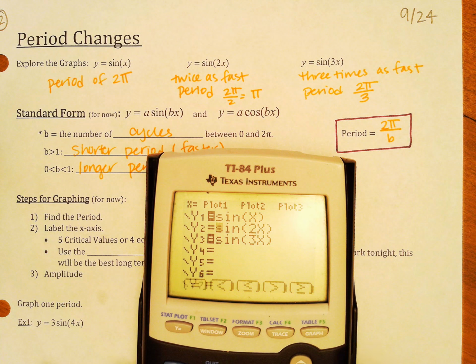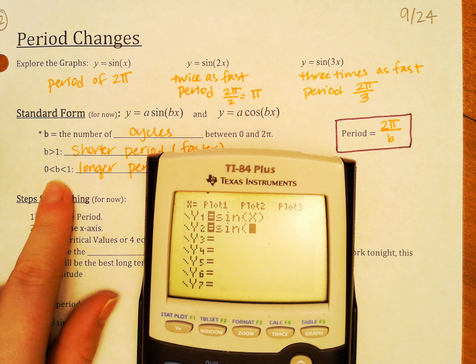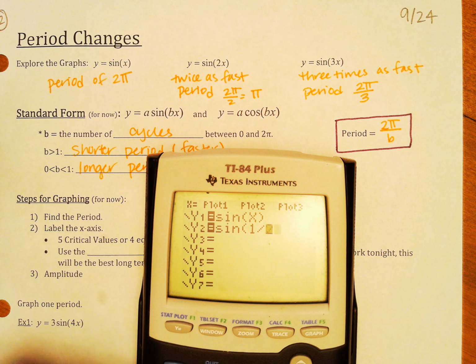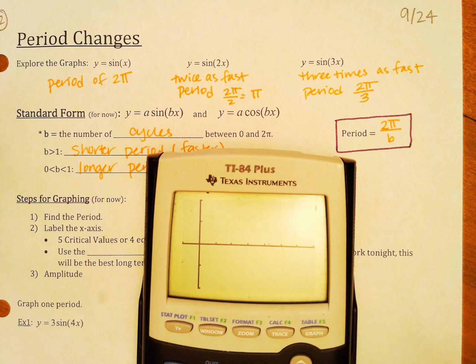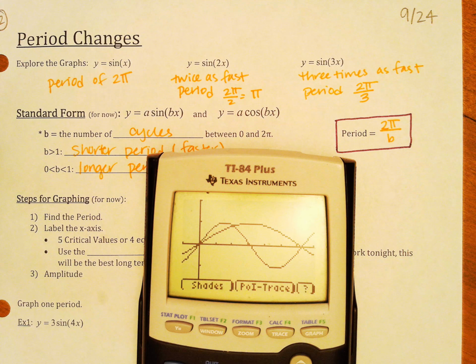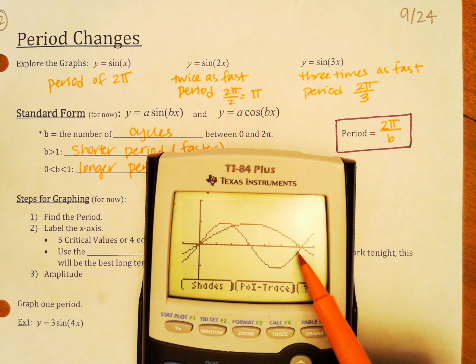I'm going to delete these, and I'm going to pick a value that would be between 0 and 1, like 1/2 x. So again, our first one that's getting graphed is normal sine. And then this is the sine of 1/2 x. So you'll see that this one completes half of the cycle, and it would continue on.